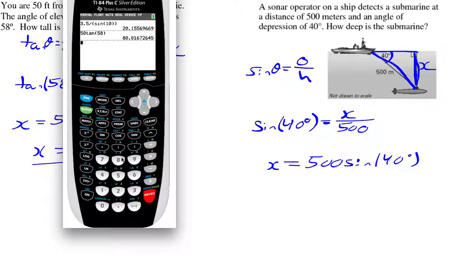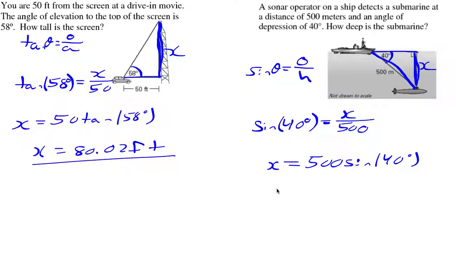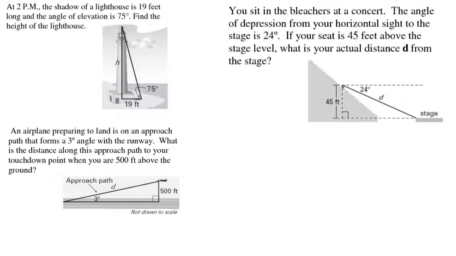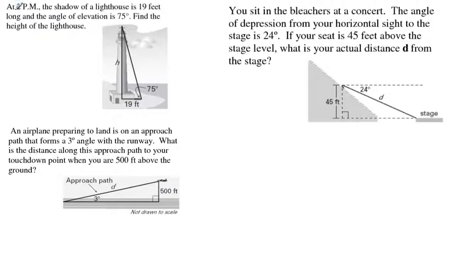All right, so we get 500 times the sine of 40. And so we get 321.39. So x is equal to 321.39. In this case, meters. Here's some more questions. So setting these up works out the same way.